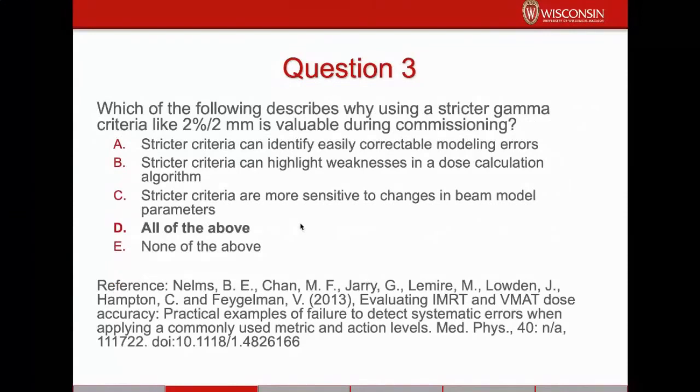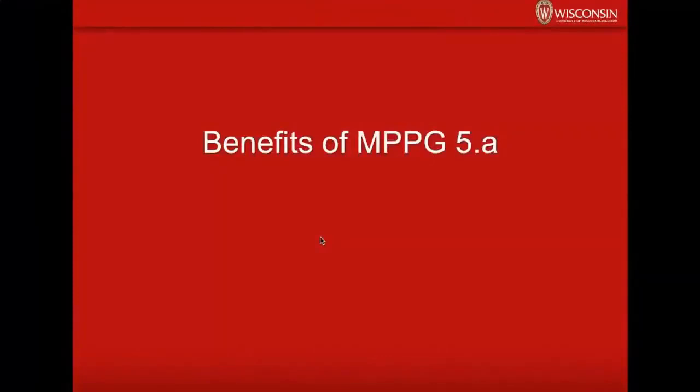So yes, the correct answer is D, all of the above. And this comes from that paper by Ben Nelms, which highlights a number of different practical clinical scenarios where using 2%, 2 millimeters is valuable during commissioning, because it helps you detect some easily correctable systematic errors when you're doing commissioning of IMRT and VMAT.